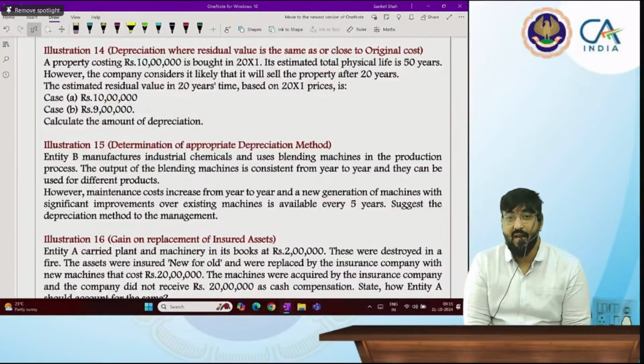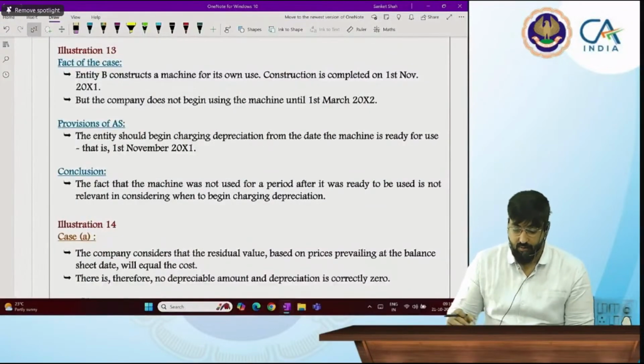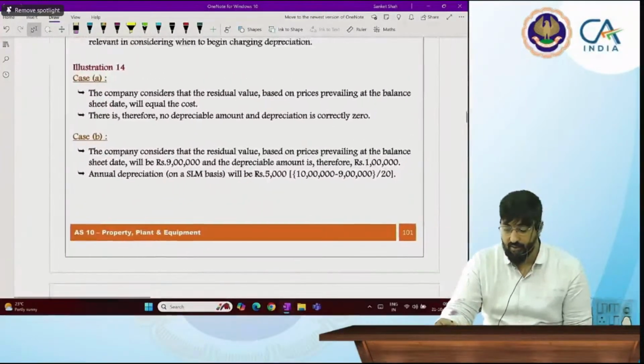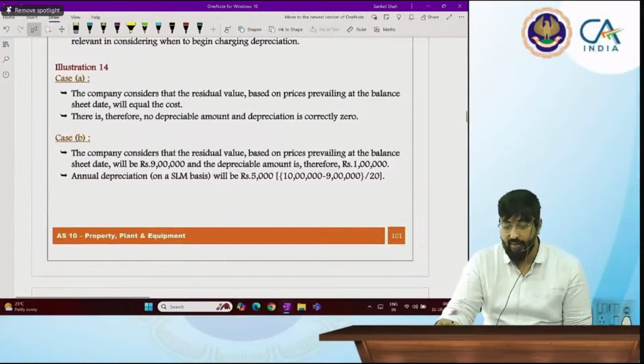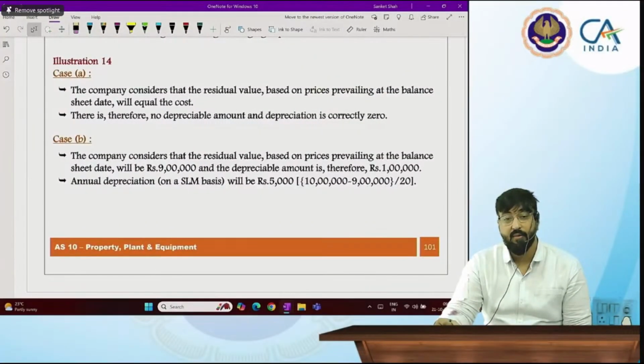So this is a salvage value. Yes, sir. If the salvage value is 10 lakh on 10 lakh, then your depreciable value is 0. And 10 lakh with 9 lakh means the depreciable value is 1 lakh. So in the first case no depreciation, and in the second case 1 lakh divided by 20 years. Got the concept? Yes, sir.